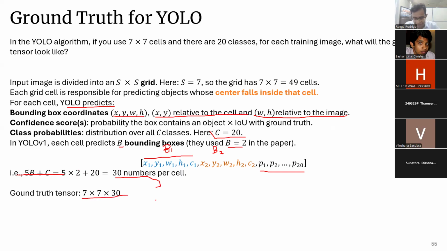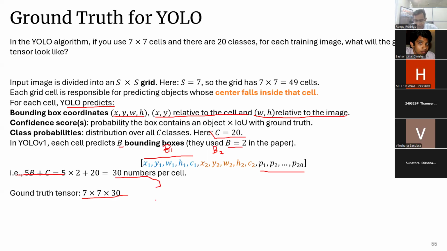So if you get a ground truth data set, that means you are given an image and you will get some coordinates in a JSON file or something with the object class 1 and its bounding box, object class 2 and its bounding box. Like that, you have to construct this kind of ground truth tensor to be able to train YOLO.